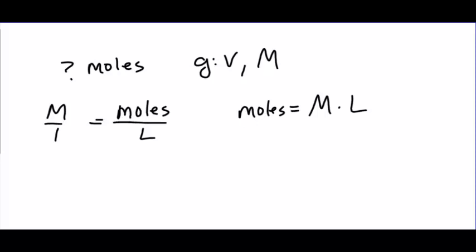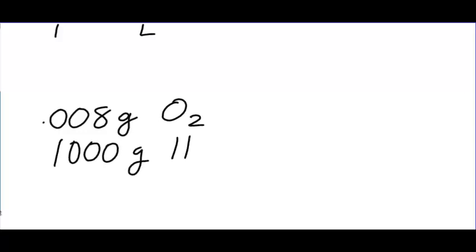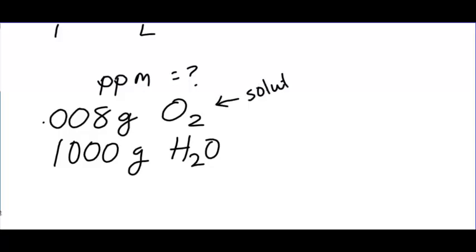Okay? And then I have a parts per million. This will be the last one we do today. What is the concentration of O2 in parts per million in a solution that contains 0.008 grams of O2 dissolved in 1,000 grams of water, and they want ppm, right? Who's the solute? Who's getting dissolved here? Oxygen. This is my solute. What's water? Solvent. This is why the setup is important.